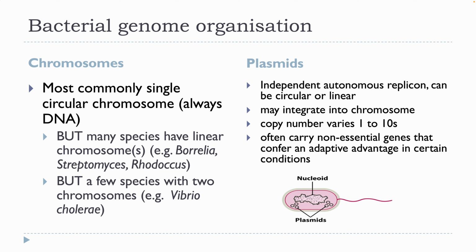Sometimes there's one plasmid, one chromosome. Sometimes there are many, many, many copies of the plasmid compared to the chromosome. And in a sense, these are your add-on, non-essential genes, often called the accessory genome. They provide an adaptive advantage in certain conditions, but they're not required for survival in every condition that organism is going to encounter.